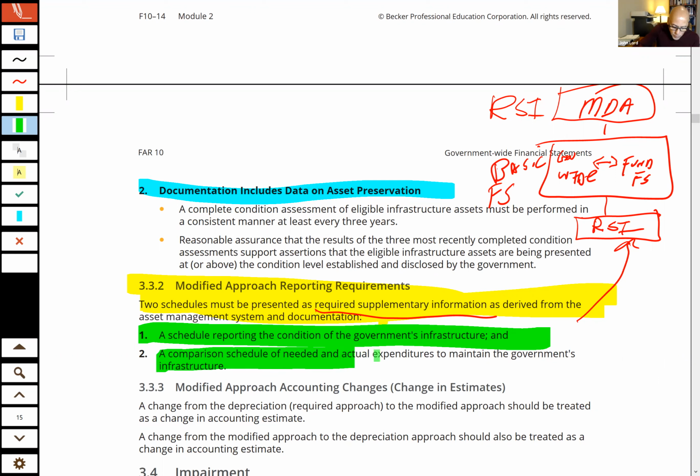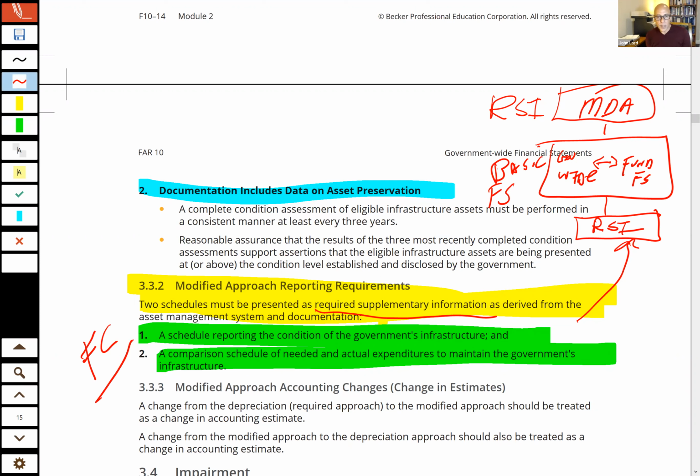And then there would have to be a comparison schedule of the amount that is needed to maintain the condition assessment versus what's actually being spent. So if a government needed to spend $10 million to maintain good condition, and they were only spending $3 million, well, they have a depreciating infrastructure, even though they're not reporting the depreciation on that. Okay, so go ahead and flashcard those. Again, I don't think that anyone's going to ask you anything heavy about the modified approach for infrastructure assets.